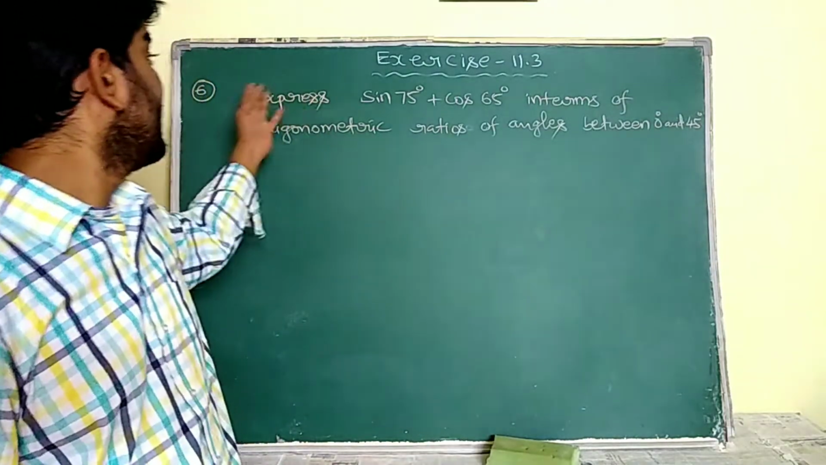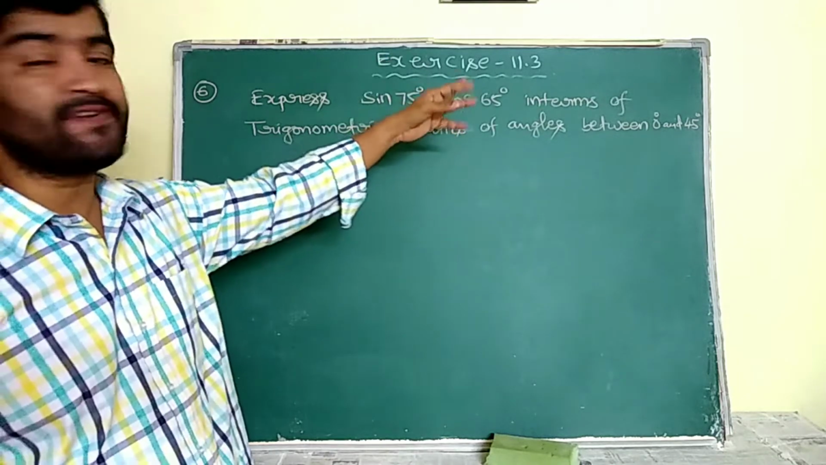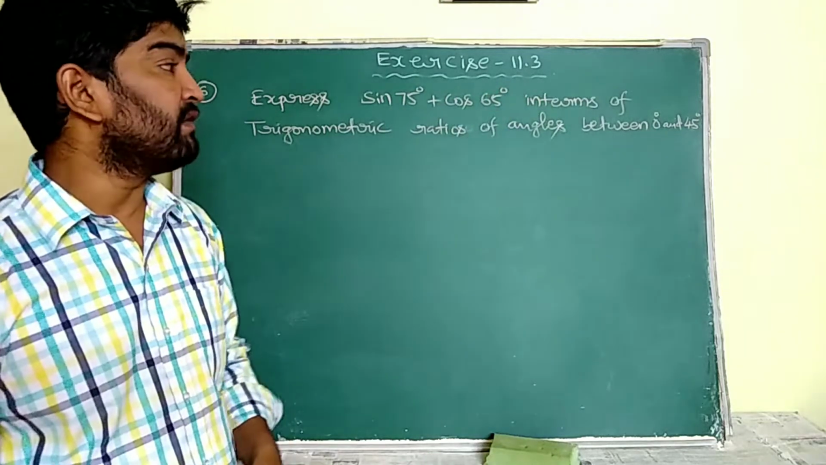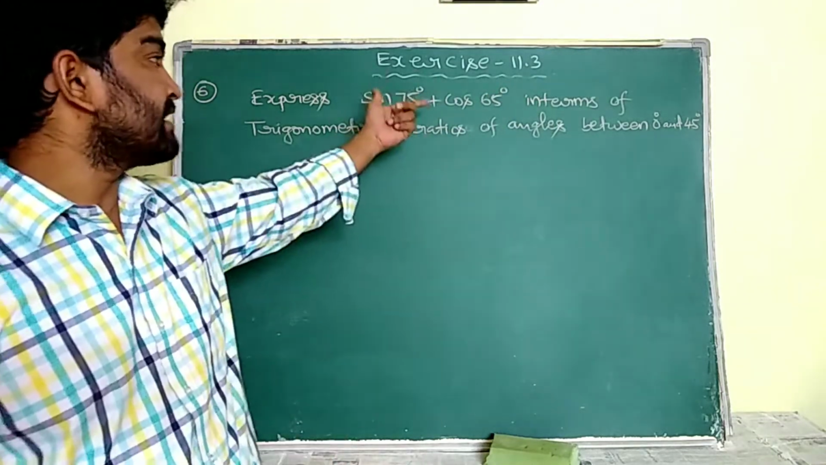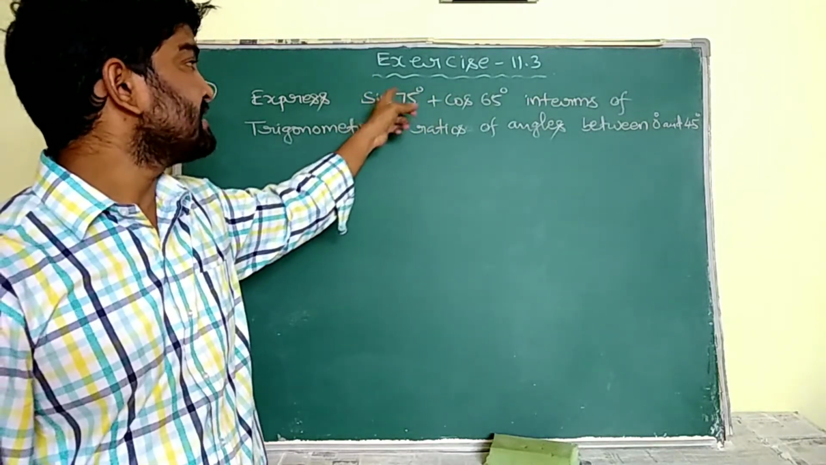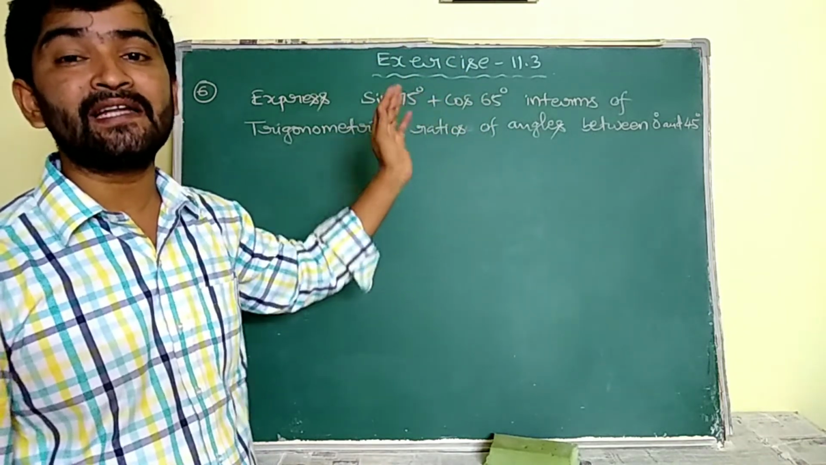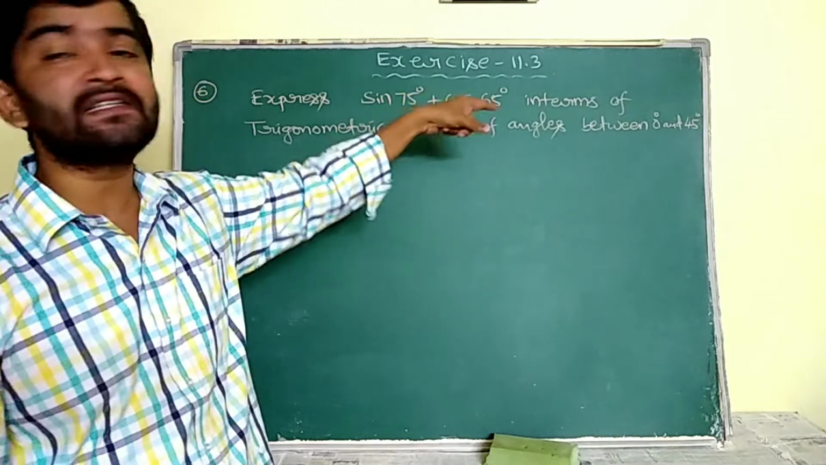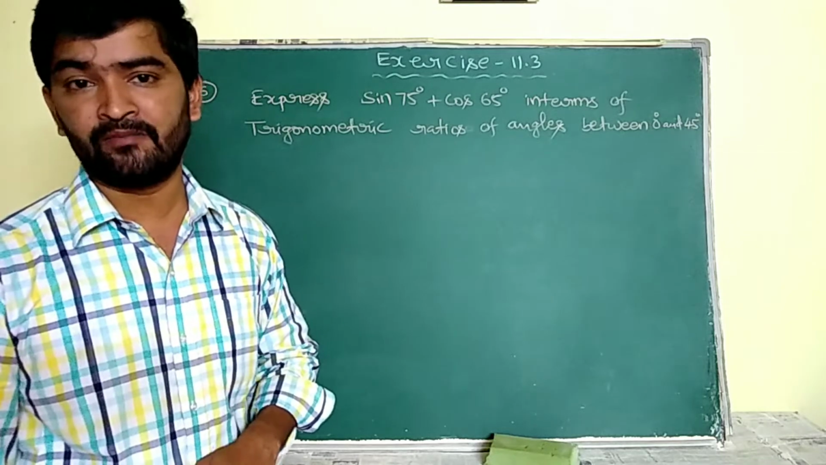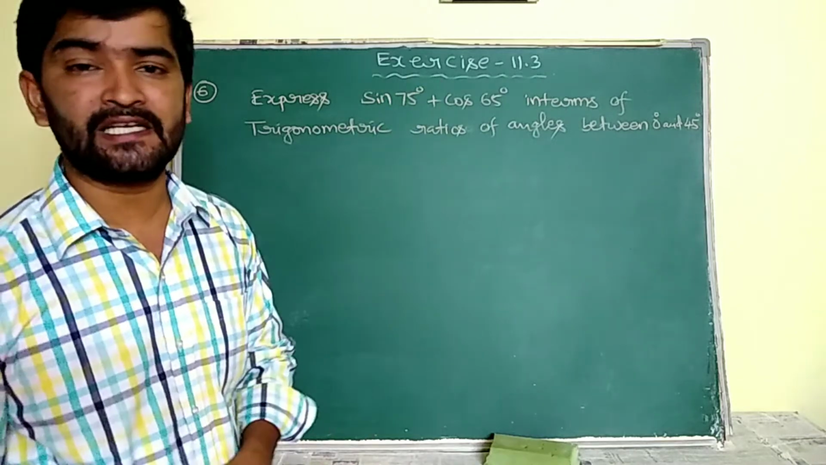Question number 6. He asked us to express sin 75 plus cos 65 degrees in terms of the trigonometric ratios of angles 0 to 45 degrees. That means I have to express the trigonometric values, that is sin 75 degrees plus cos 65 degrees, into the trigonometric ratios of the angles 0 to 45. That means the 75 and 65 angles are going to be converted into the angles of 0 to 45.